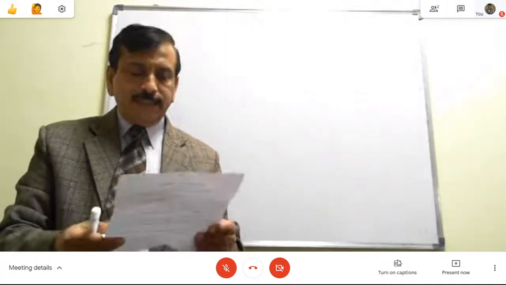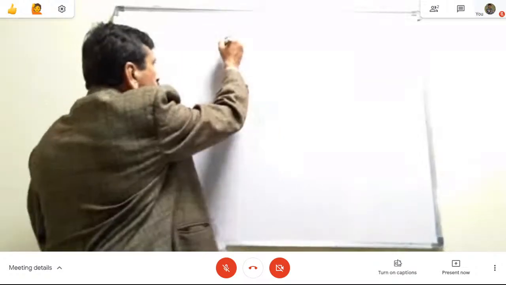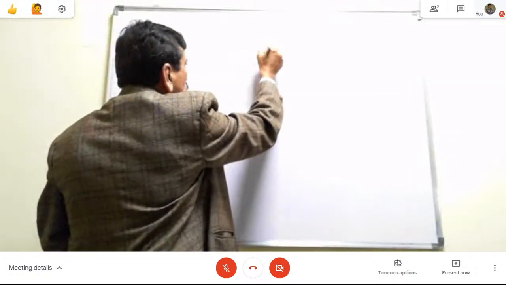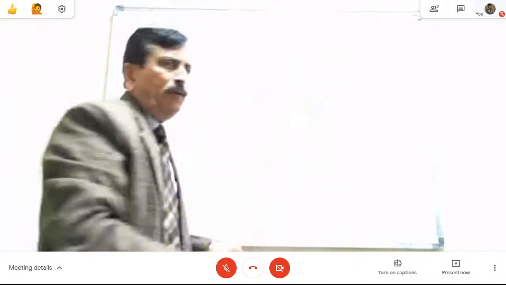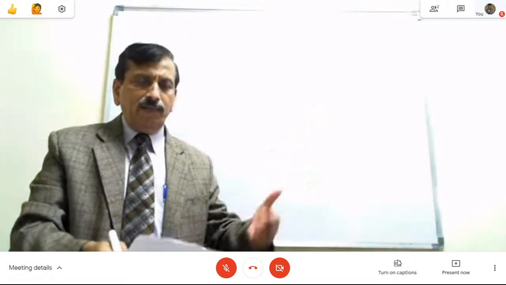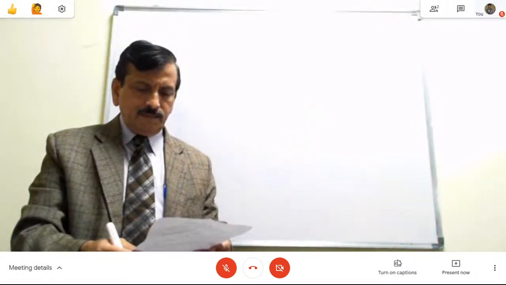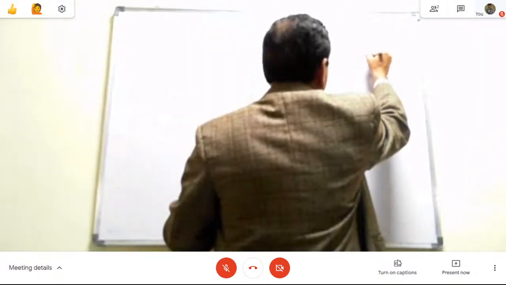We'll proceed to the fourth example. LCM of two numbers is 924. Again, the board has become bright. I'll write down everything and then we'll try to visualize. Both numbers are smaller than 125.